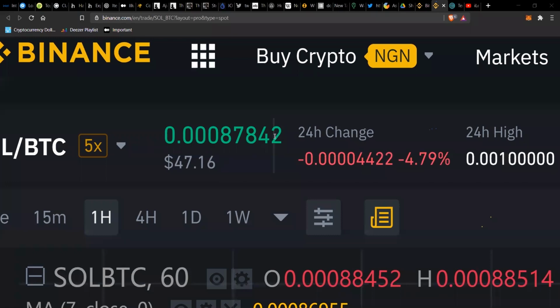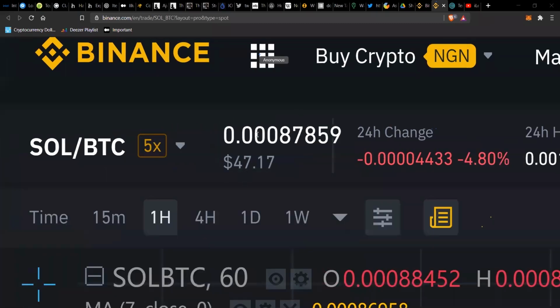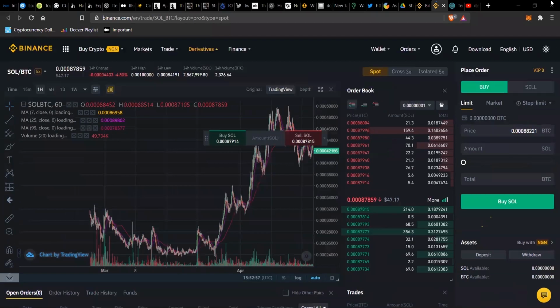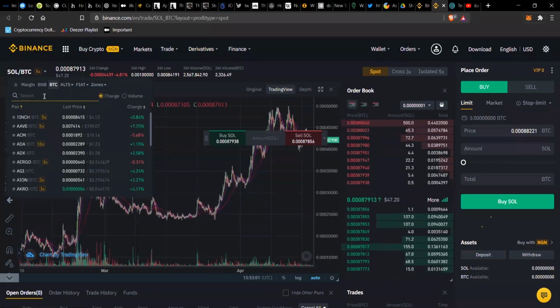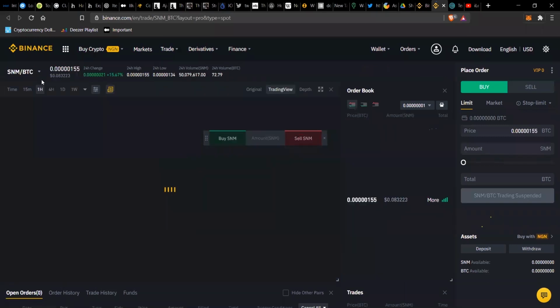0.00087842. It's a lot of zeros. But instead of having to go through all these zeros and saying buy this coin at 0.0000, for example, let me show you another coin, SNM. Yes, SNM. So let's say I want to buy SNM.